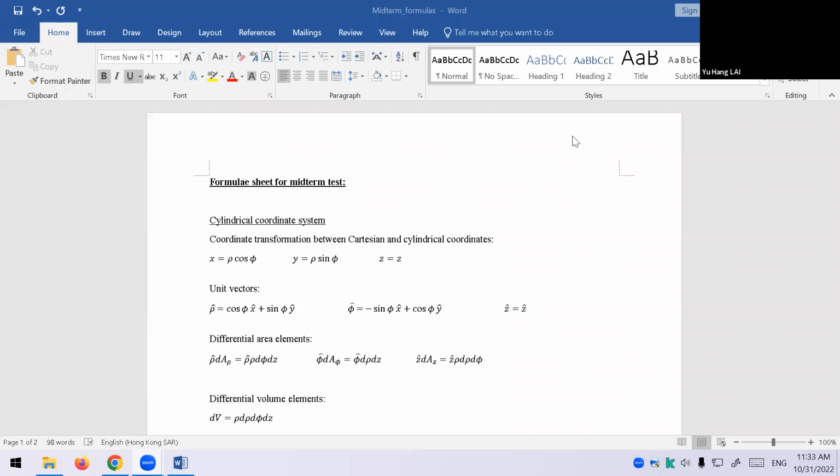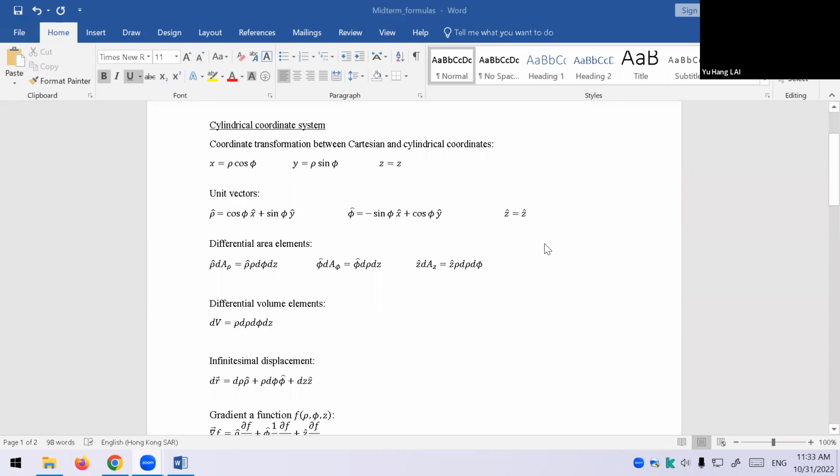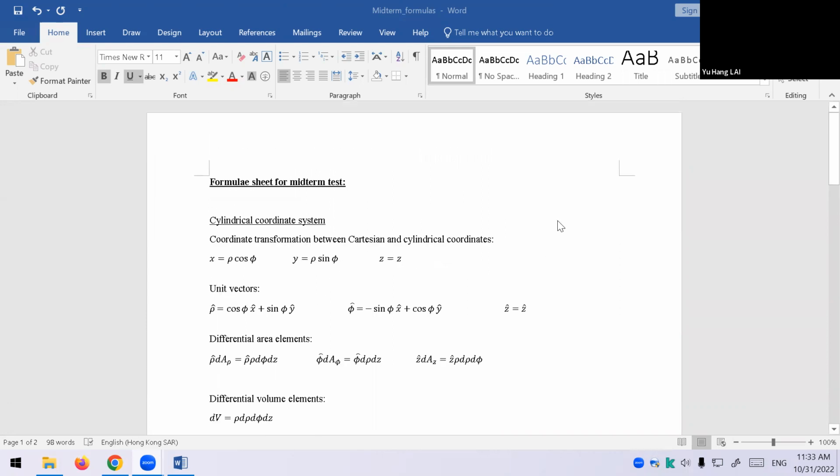But some of you asked me, you want to know exactly which formulas will be provided. So here I just decided to show you exactly what will be provided in the midterm test, the formulas. So I show all the formulas here. That does not necessarily mean that you need all of them.